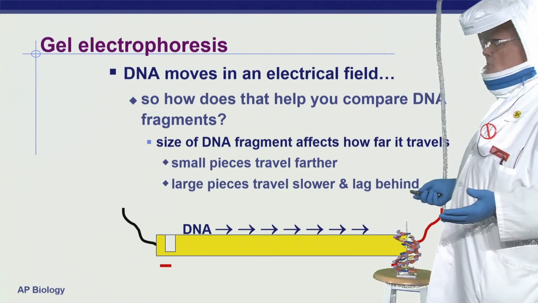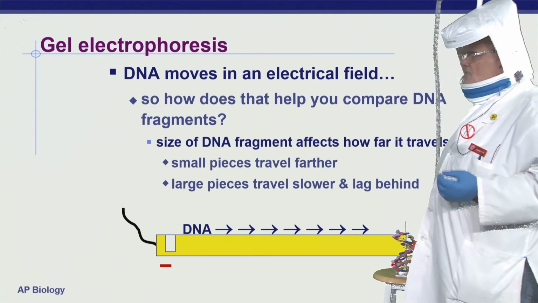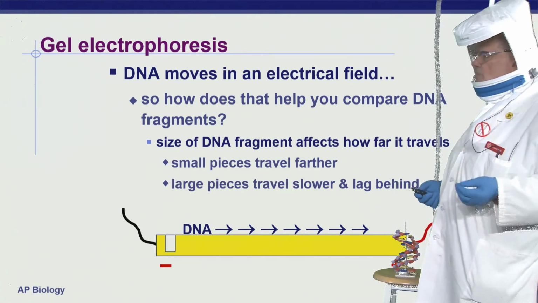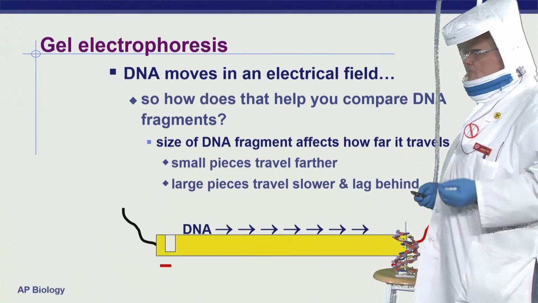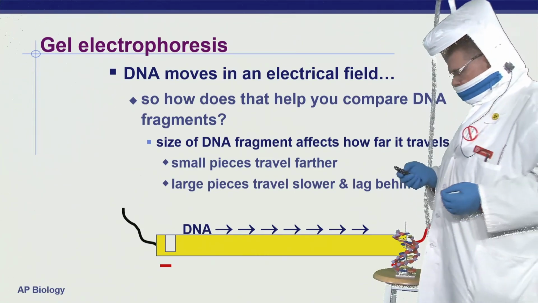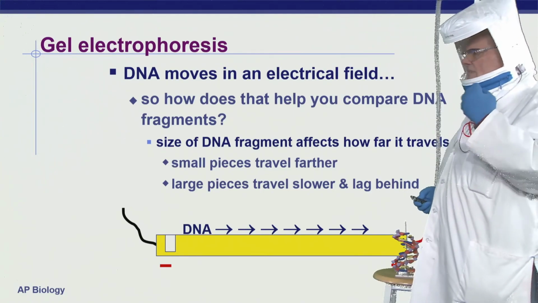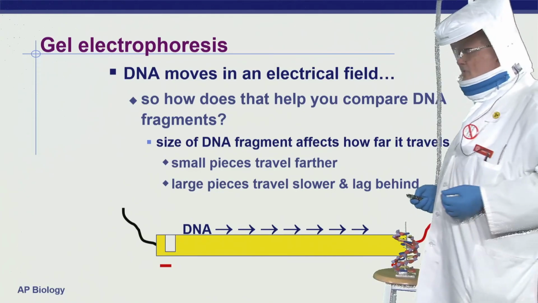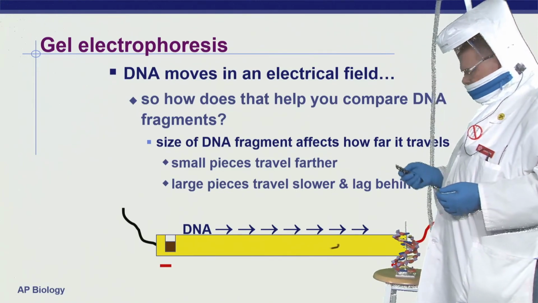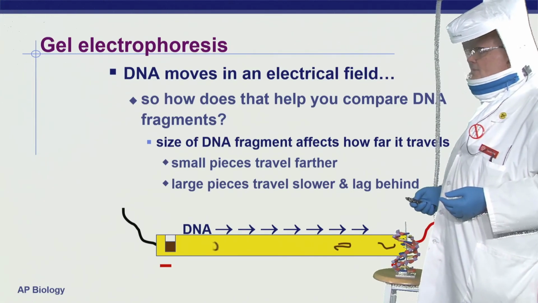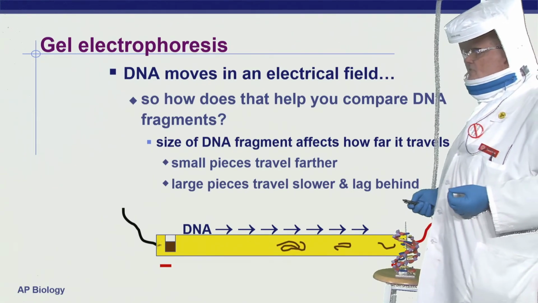So how does that help you in comparing the DNA fragments? The size of the DNA fragment affects how far it travels. As I said, small pieces travel further, large pieces travel slower, and they lag behind. Which means that by varying voltage, you can change how fast this works. And again, we see that the bigger pieces don't move as far.